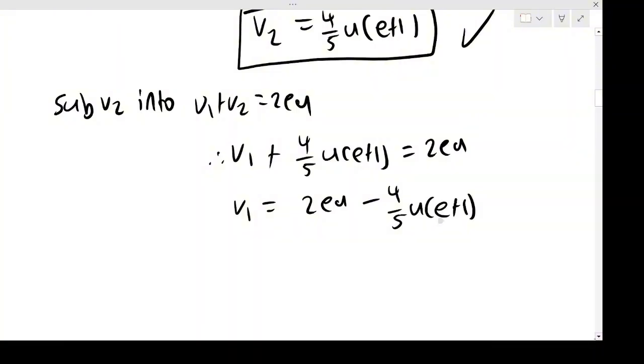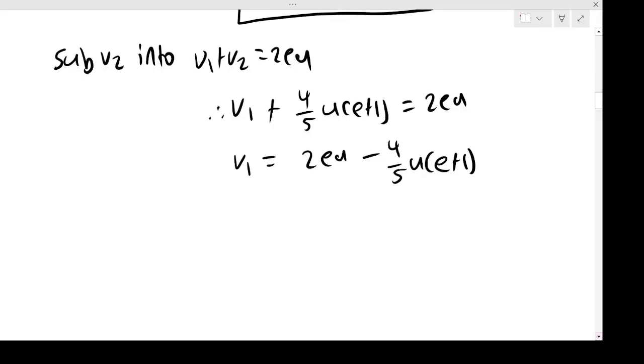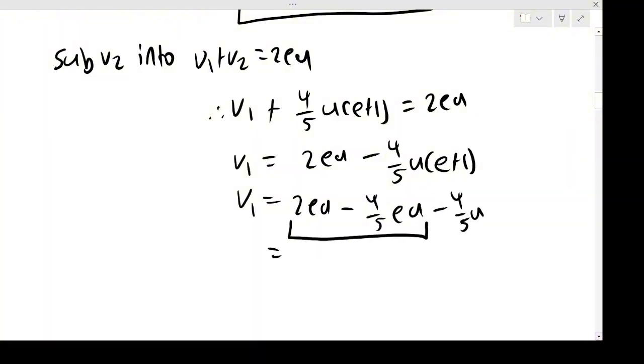And there we are. And then I can actually make this a lot nicer if I first expand. So I get 2EU minus 4/5 EU minus 4/5 U. I expand the brackets. Then actually notice I can collect like terms for EU. So 2 lots of EU take away 4/5 lots of EU. I get 6/5 lots of EU.